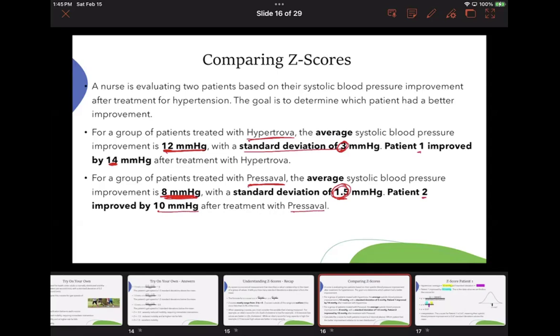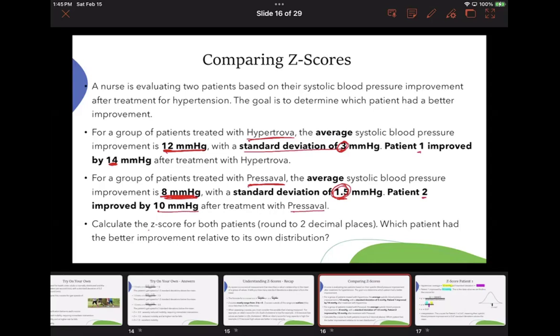Okay, so we're going to determine the z-score for both patients. Sometimes z-scores don't come out to terminate, and if they don't terminate, we are going to round them to 2 decimal places. And we're going to decide which patient had the better improvement relative to its own distribution. So patient 1 and patient 2 each are going to have their own z-score. Let's calculate patient 1 first. They had a data value of 14, the mean is 12, and the standard deviation is 3.